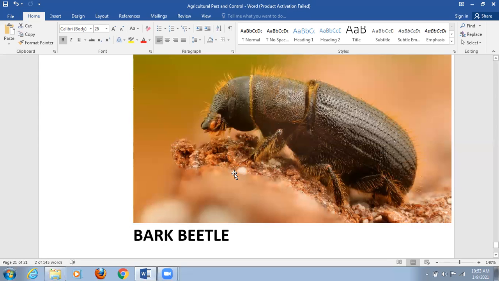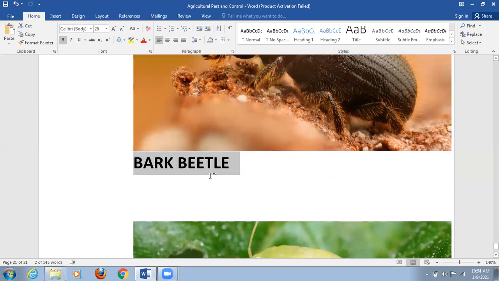So this particular bark feeder or bark beetle destroys the surface of the stem of the plant. For example, if we take a specific example, this particular bark beetle destroys the timber in the forest. We know that timber has different applications for human beings. We use timber plants in different ways, and this particular bark beetle destroys the timber plants.